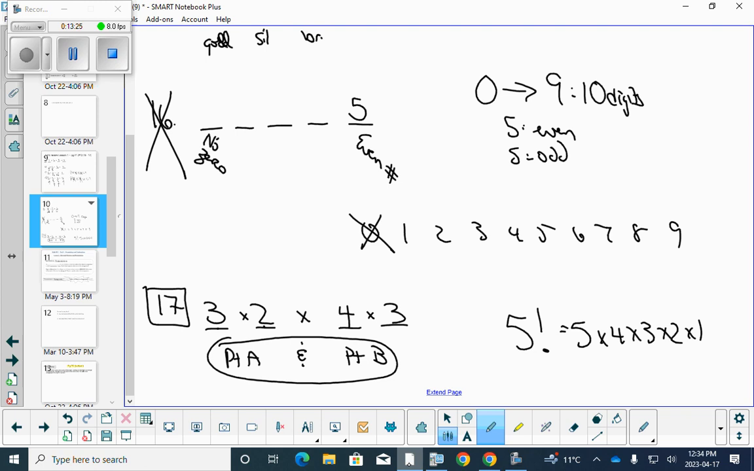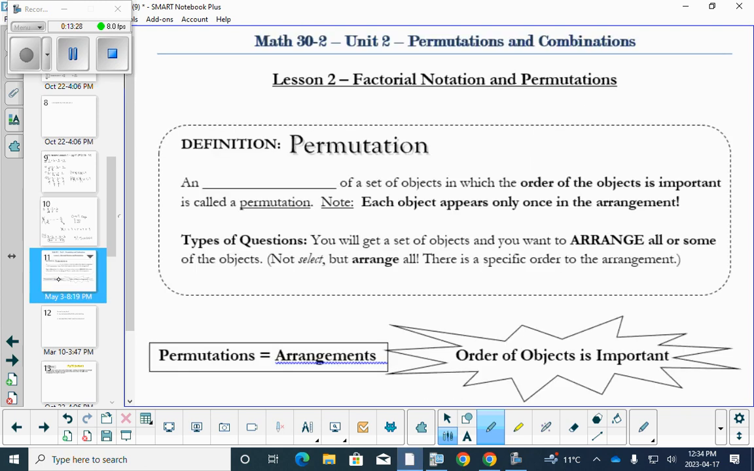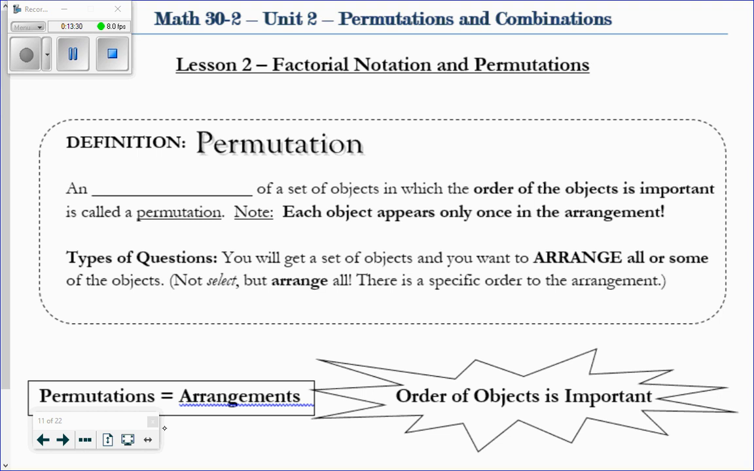Okay, I handed out this page to you. It's technically written at the bottom of page 75, but they don't write it as prettily as what I've got here. So this just looks a little neater. So word of the day is permutation.